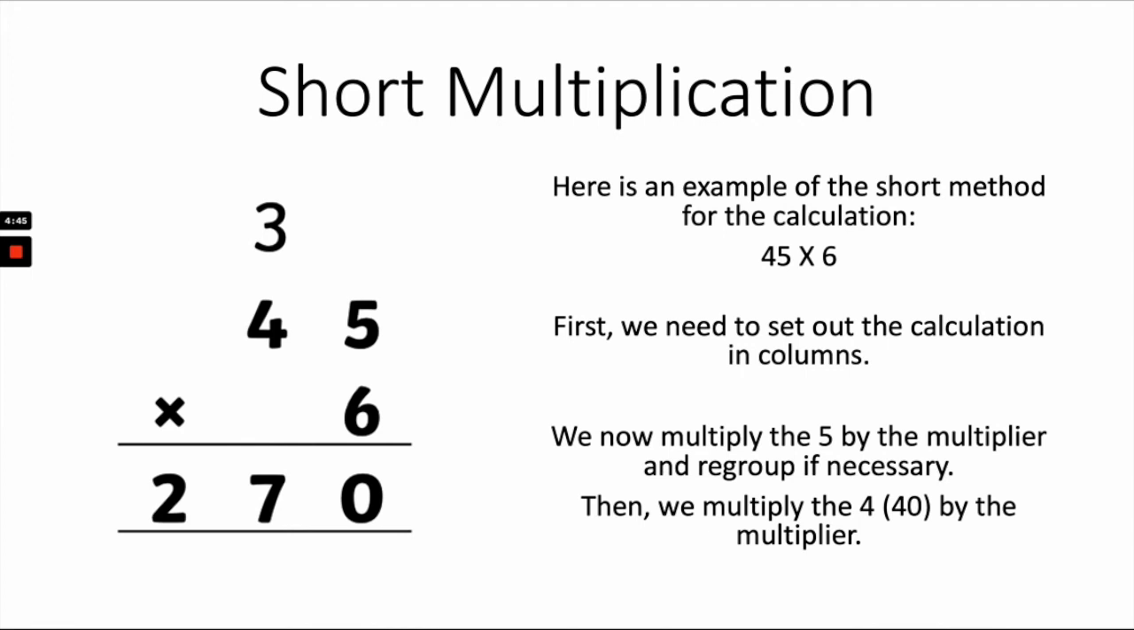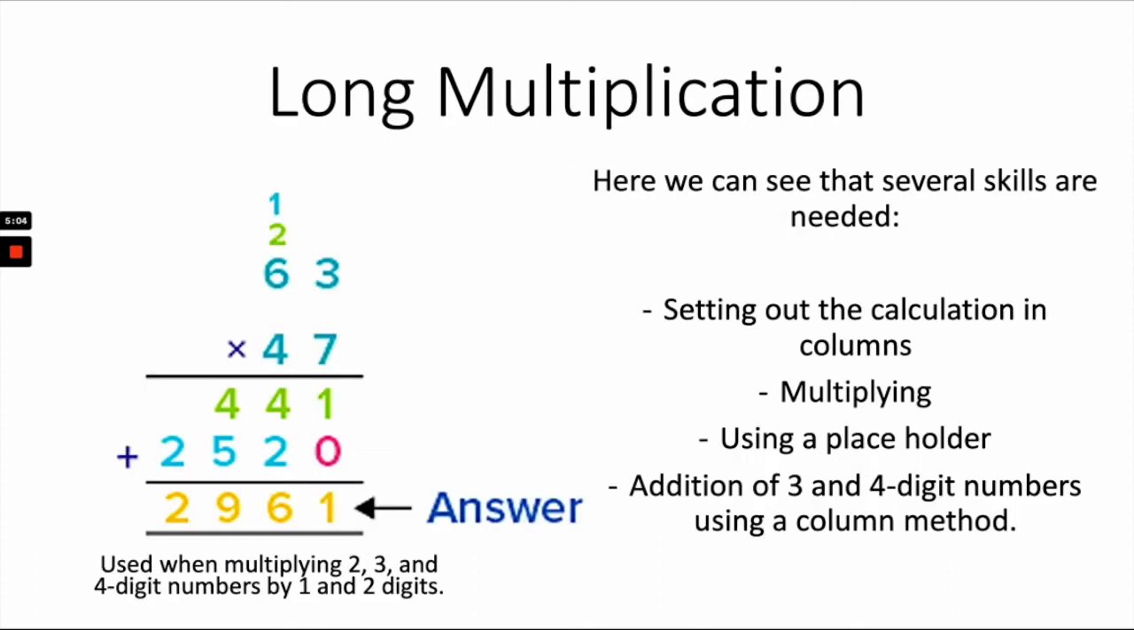Next we have 6 times 4, which is 24, but we need to remember to add the 3 that we regrouped, and 24 add 3 is 27, and we'd record that below. So 45 multiplied by 6 is 270.